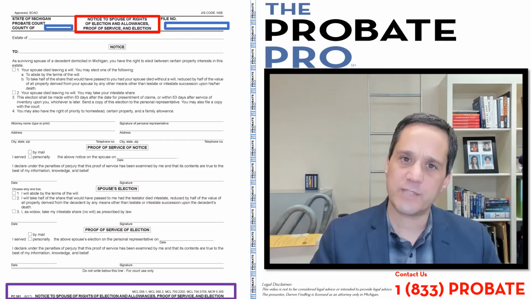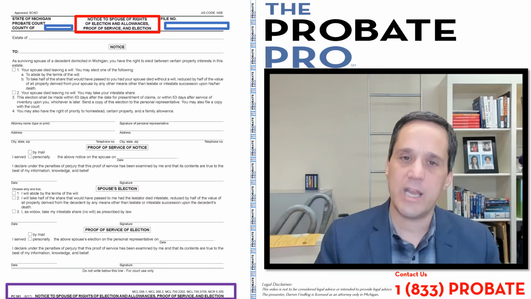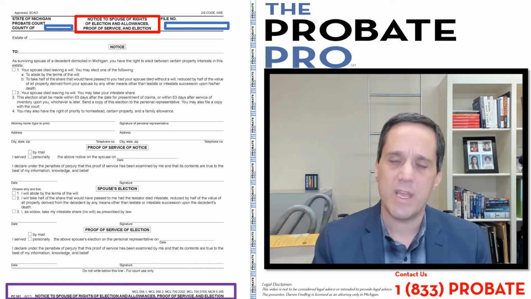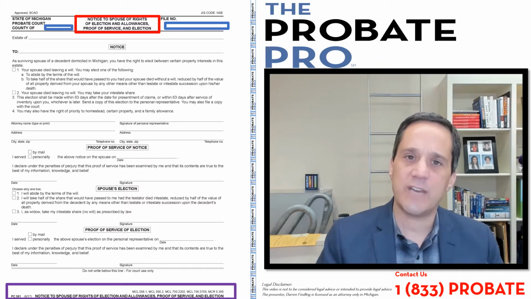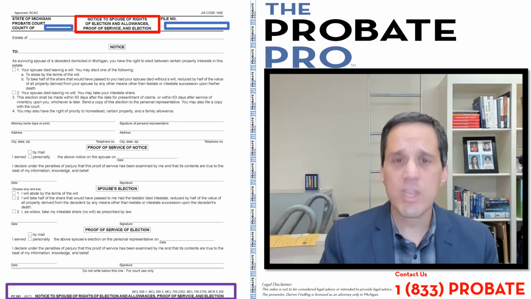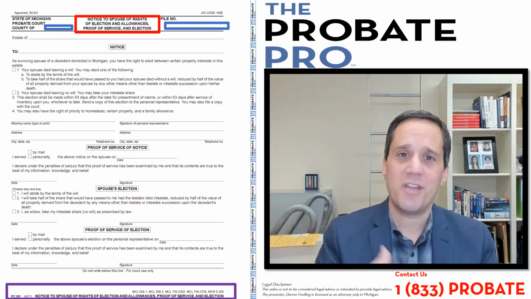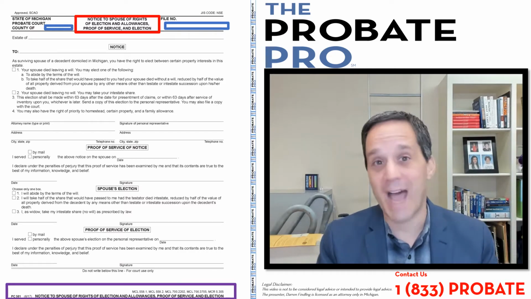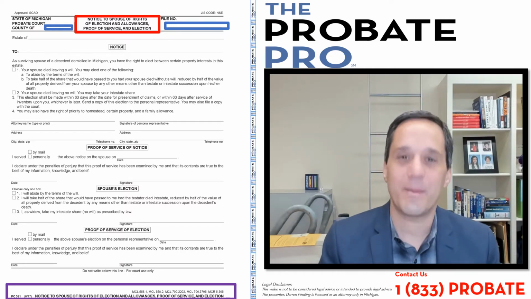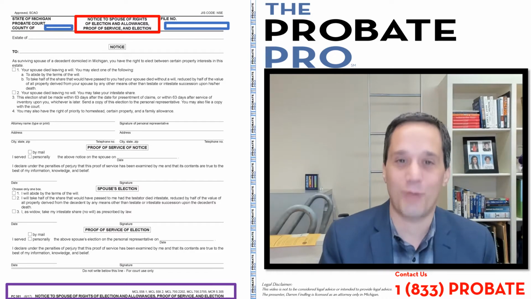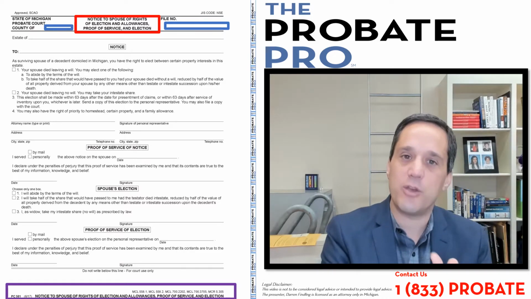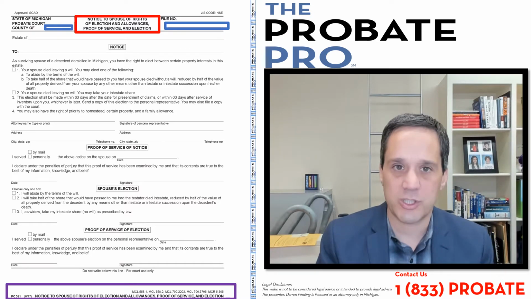So remember, this form is being created by the personal representative of a deceased probate estate. It's being created to give notice to the spouse. So again, there's a presumption here that the use of this form is when the personal representative is not the spouse. Otherwise, they'd be giving themselves notice of their own rights. So this is when a personal representative is not a spouse and the notice requirement goes to the spouse.